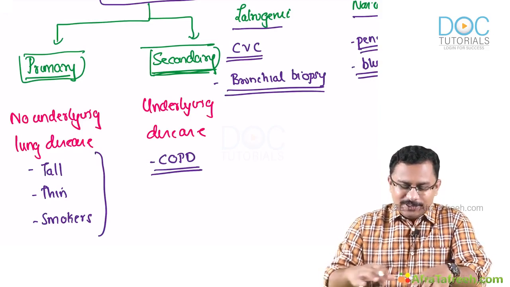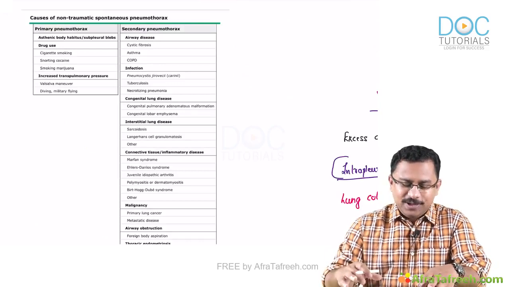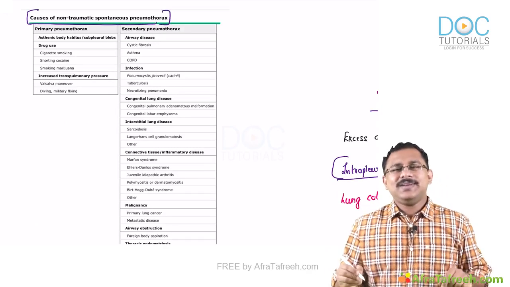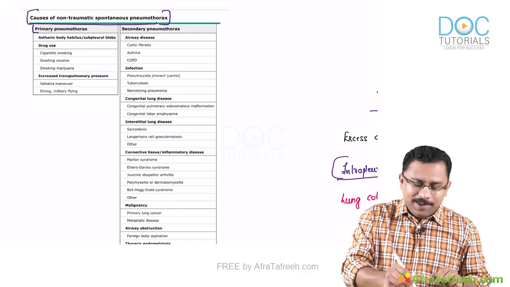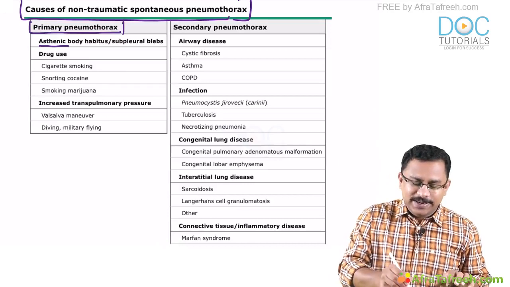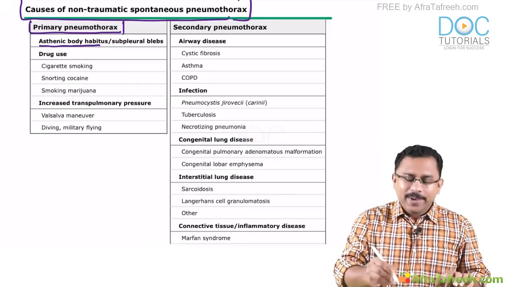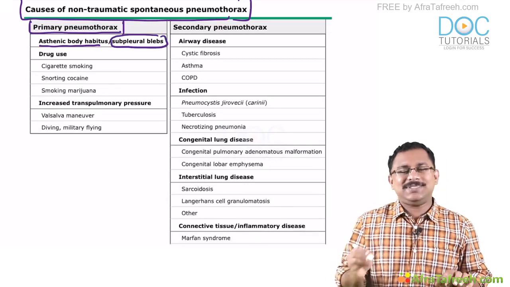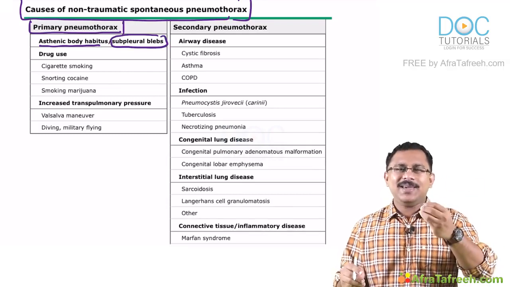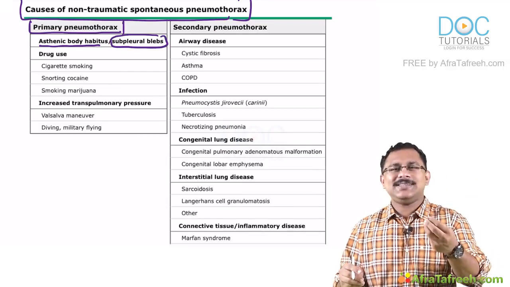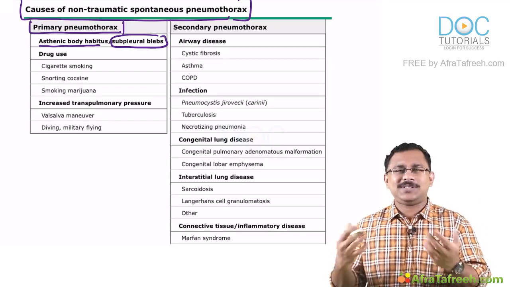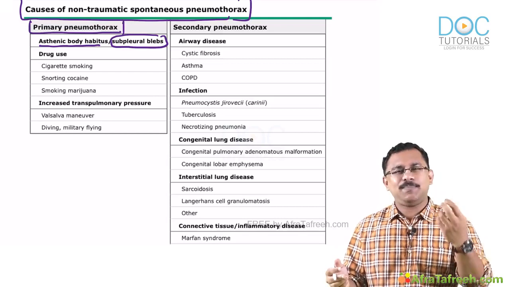So just coming to the list of the causes of your spontaneous pneumothorax. I told you, a primary pneumothorax, where an individual is very tall and thin, may have some subpleural blebs. There is no previous underlying lung disease, but maybe at the time of pneumothorax, suppose the patient has expired and you are doing an autopsy, you find that there are some subpleural blebs.